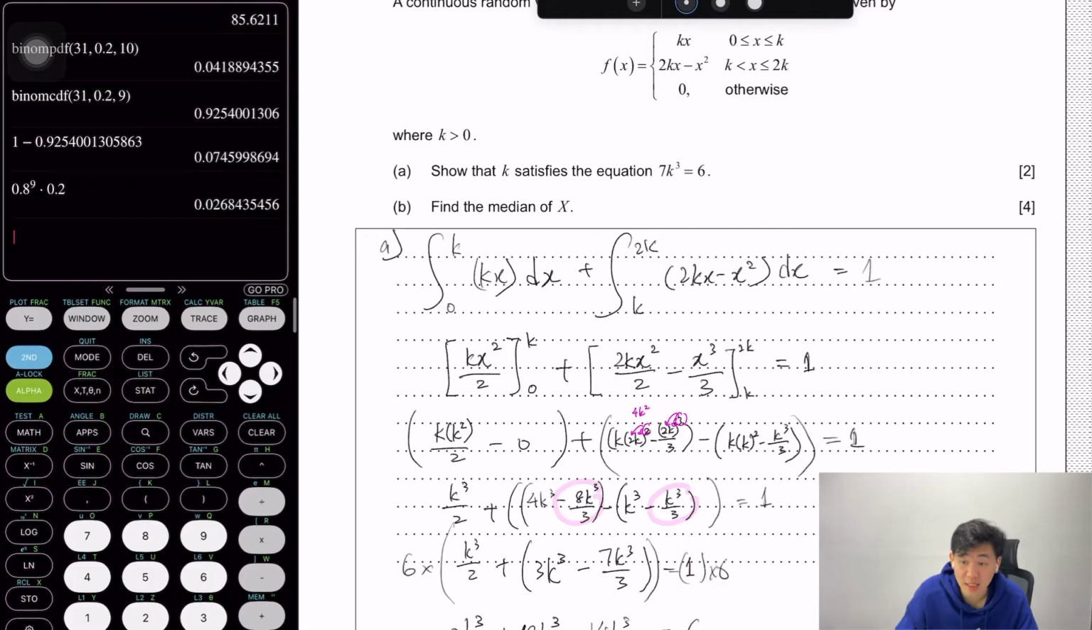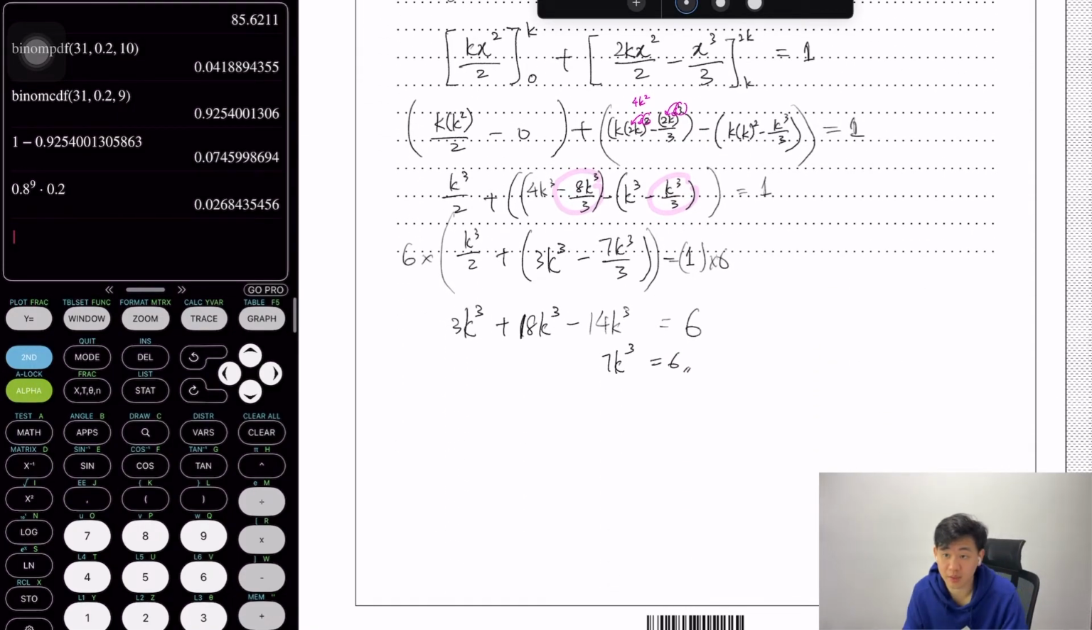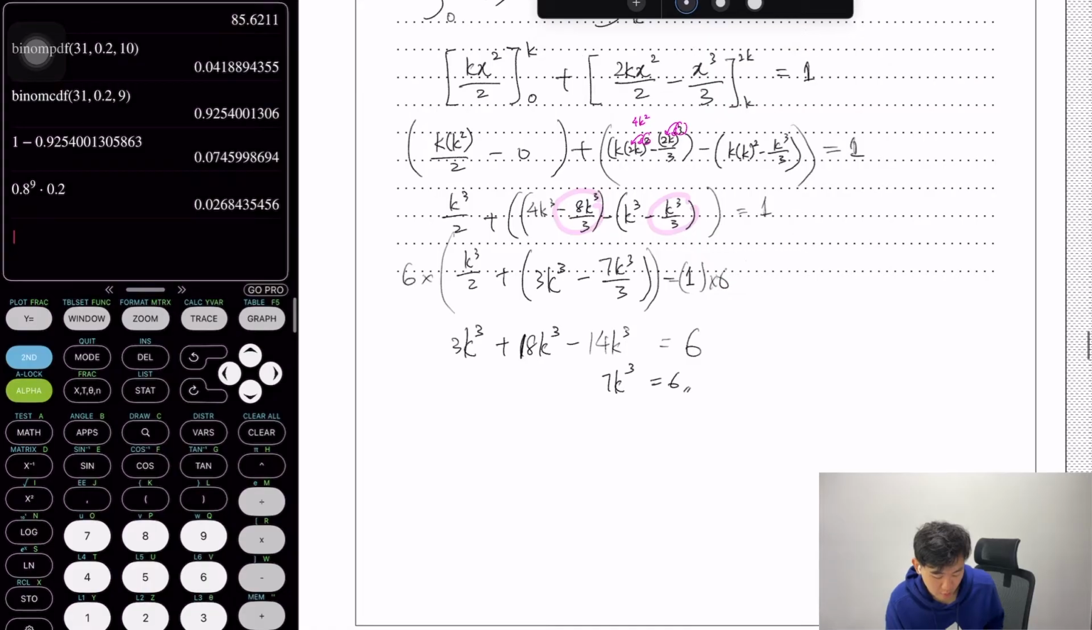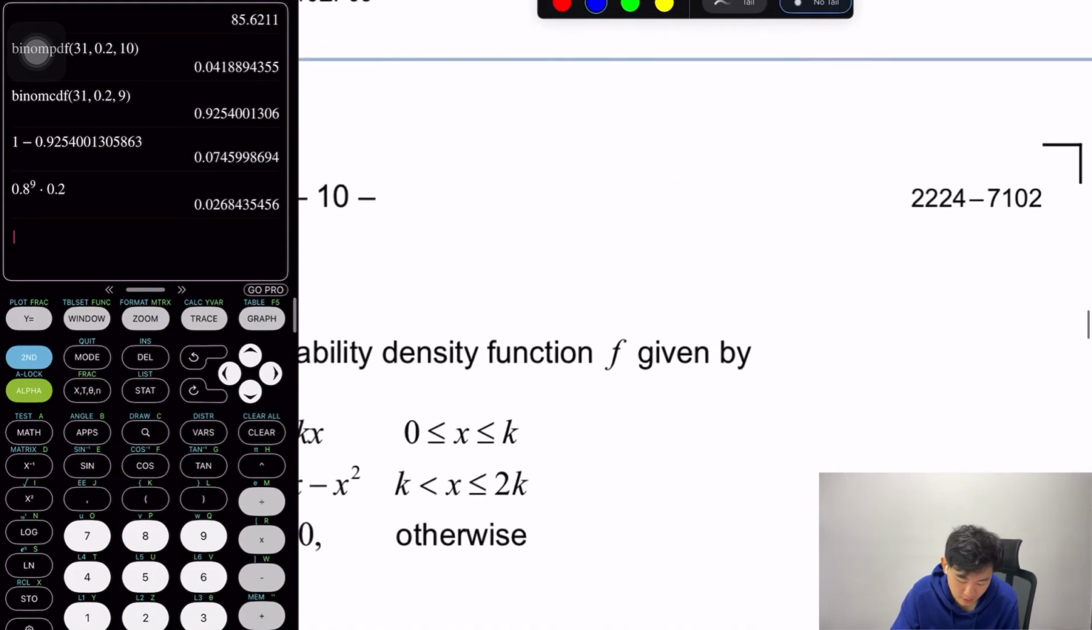Okay, part G. All right, find the median. Find the median of x. So how can we find the median of x? We can do it in a particular way, which is now.